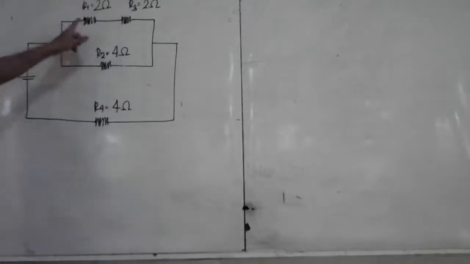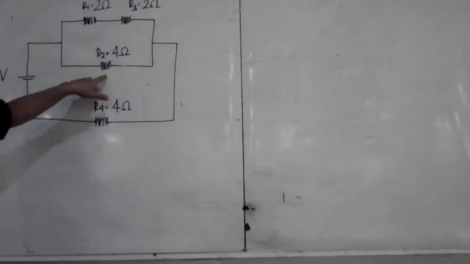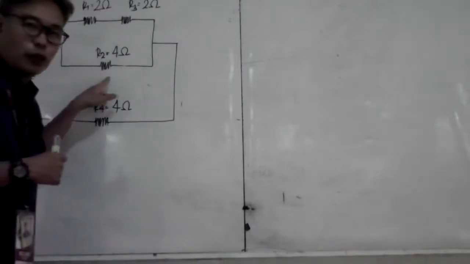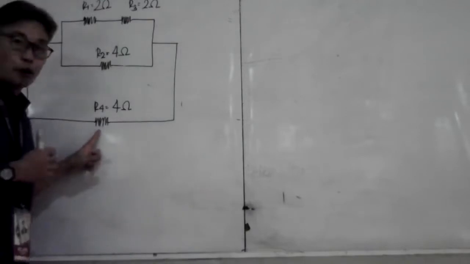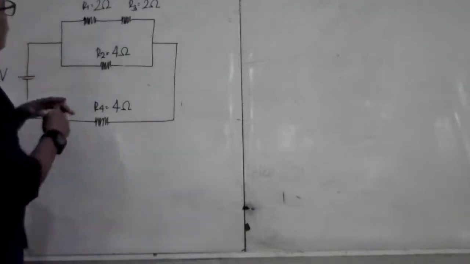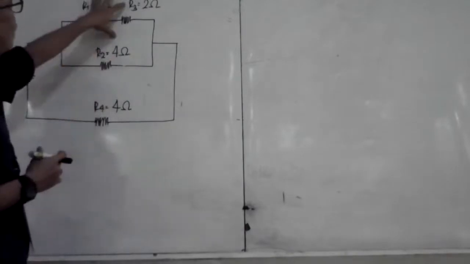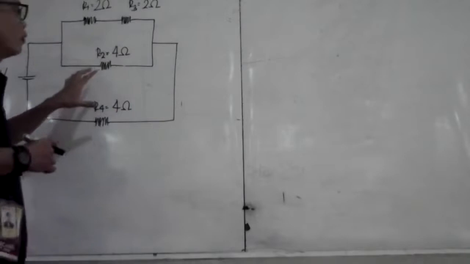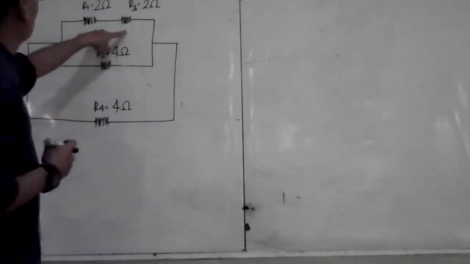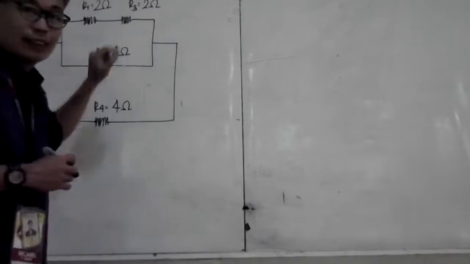You are given R1, R3, 2 ohms and 2 ohms, and you're given R2, which is equal to 4 ohms, and your R4 is also 4 ohms. Now, hindi mo pwedeng i-combine itong tatlo since yung R4 mo nakaparallel sa dalawa. So hindi pwede 1 and 1 lang yan. So, first thing you will do is itong dalawa. R1 and R3, naka-series sila. So, you can solve for the resistance nila.